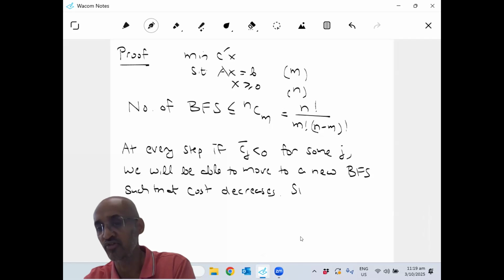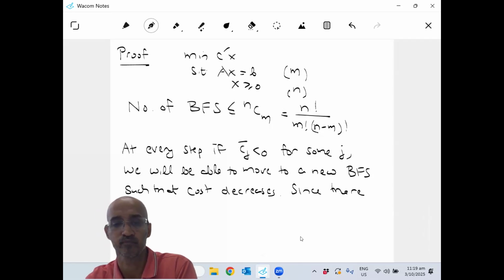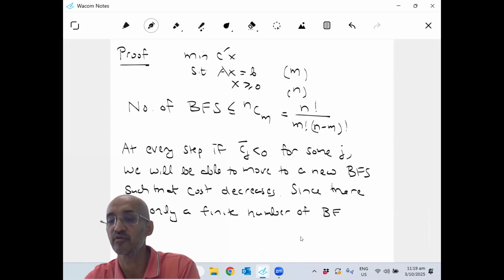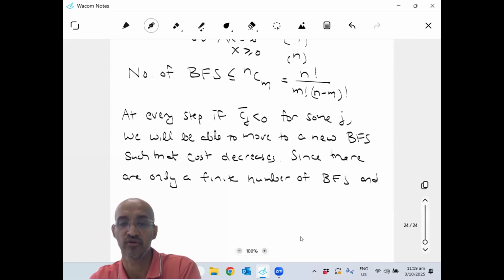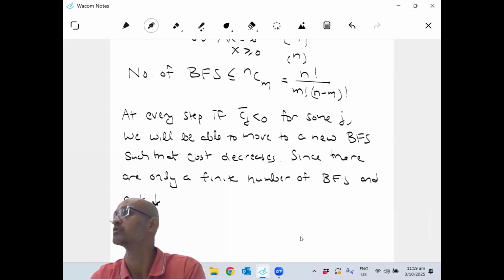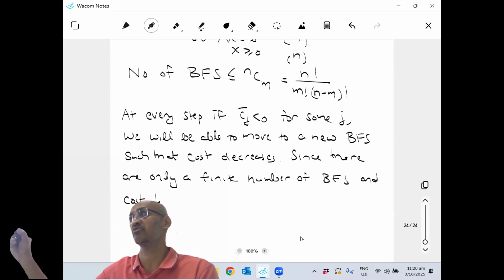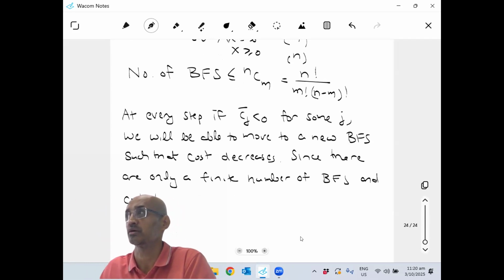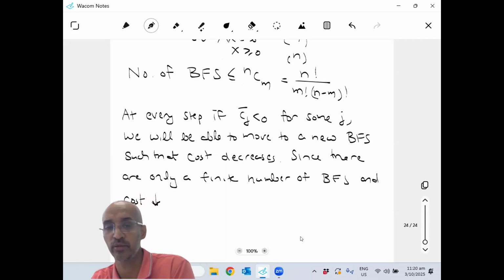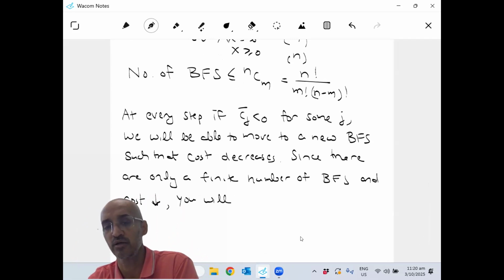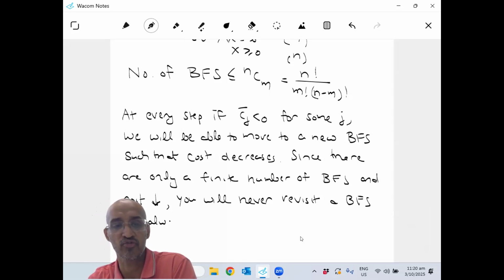Okay. Since there are only a finite number of BFS, and the cost only decreases at each step, you will never revisit a BFS. You will never start at a BFS and come back to a BFS in the simplex method because the simplex method does not let you do it. Right? You will only choose negative reduced cost and get moving. Okay. You will never revisit a BFS and always decrease cost. Right?